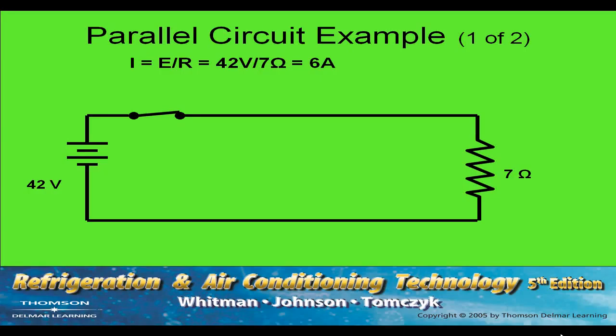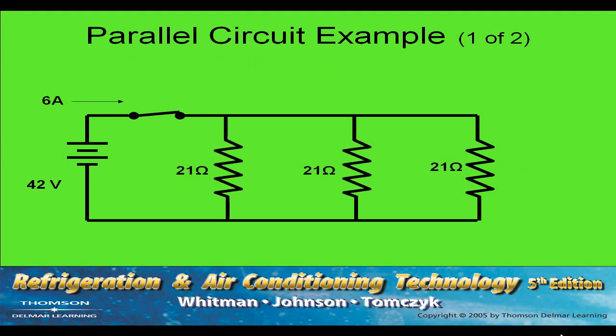We can go back: 5 amps on this, 42 volts divided by 7 ohms is 6 amps. What can we do right here? What is our total resistance in this circuit?